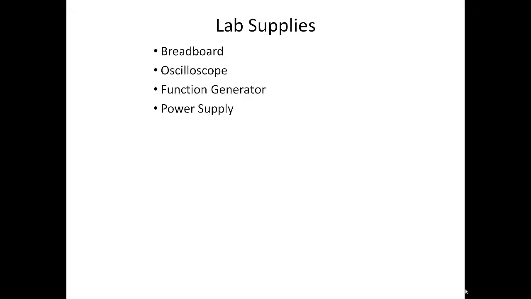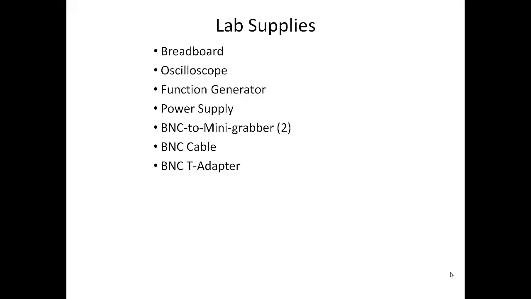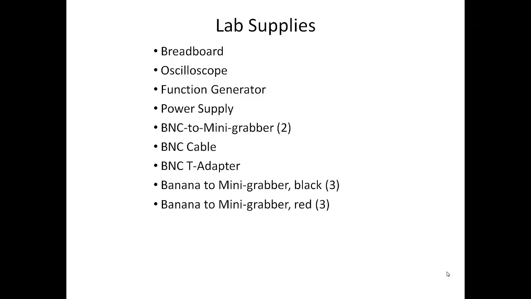You will need the usual equipment: the breadboard, the oscilloscope, the function generator, and the power supply. You'll need your BNC to mini grabbers, BNC cable, and your T adapter, which should be present on the channel 1 output of your function generator. You're going to need a few more banana to mini grabbers for the power supplies and the digital multimeter.